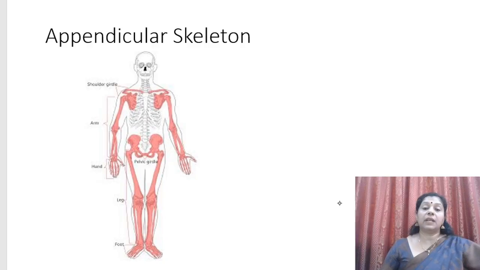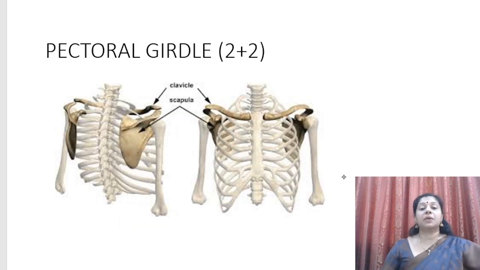Now next we move on to the appendicular skeleton. Appendicular skeleton means what? Our limbs. That means our forelimb or the arms and the legs and the girdles connecting them. So the arms are supported by the shoulder bones. They are called the pectoral girdle. In the pectoral girdle, on each side we have 2 bones. So totally 4 bones are there in the pectoral girdle.